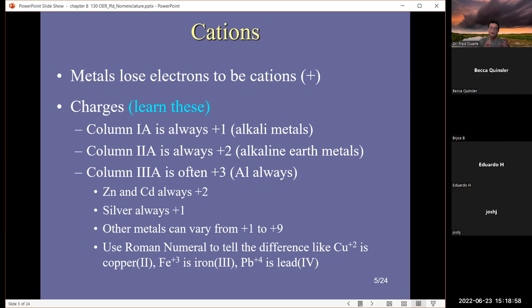That Roman numeral pertains only to the metal, has nothing to do with whatever follows, okay? So copper +2 is written as copper, Roman numeral 2 in parentheses. Iron 3 is written as iron, Roman numeral 3 in parentheses, and lead, there you can see parentheses IV. Whatever is in the parentheses again pertains to the metal only. That's for the ionic compound.